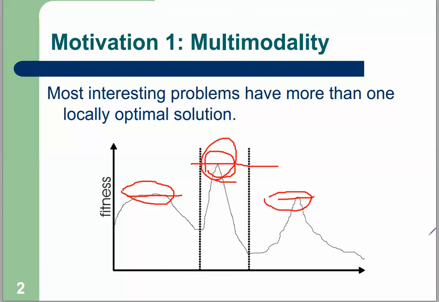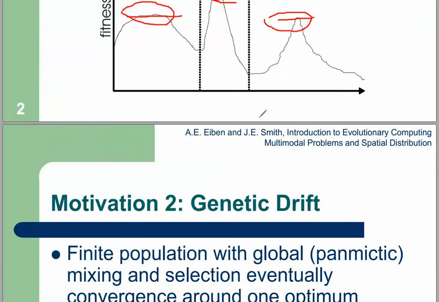So multimodal problems are problems that have more than one best solution, or we want to find some solutions, for example two or three or more of these very good or best solutions.